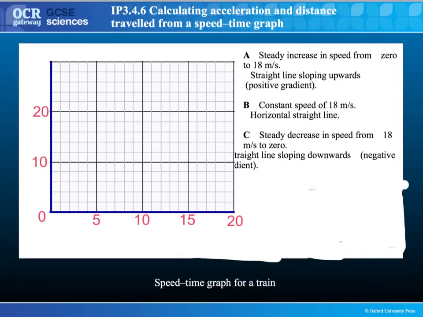So if we had to construct a speed time graph looking at this data, we've got a steady increase in speed from 0 to 18 meters per second. So let's say that takes 5 seconds. That puts our point there. Then what we need to do is join these 2 points up using a straight line, because it's steady speed. It says then constant speed of 18 meters per second. Shows a horizontal line, and then we've got a steady decrease in speed from 18 to 0. So that shows braking or negative acceleration.